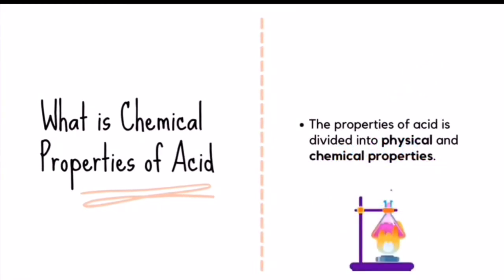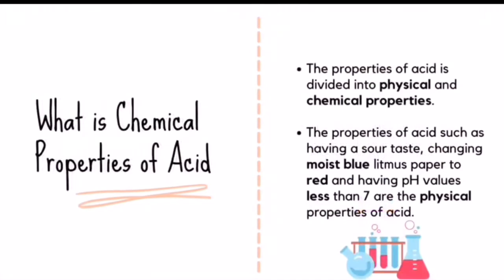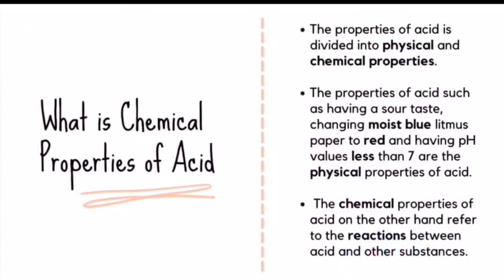The properties of acid is divided into physical and chemical properties. The properties of acid, such as having a sour taste, changing moist blue litmus paper to red, and having pH values less than 7 are the physical properties of acid. The chemical properties of acid, on the other hand, refer to reactions between acid and other substance.